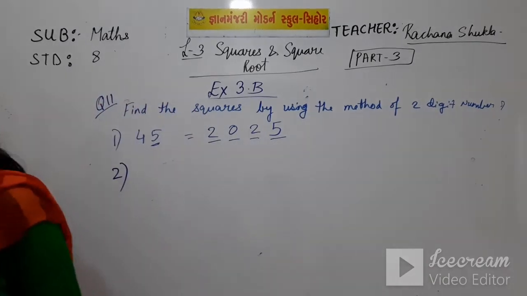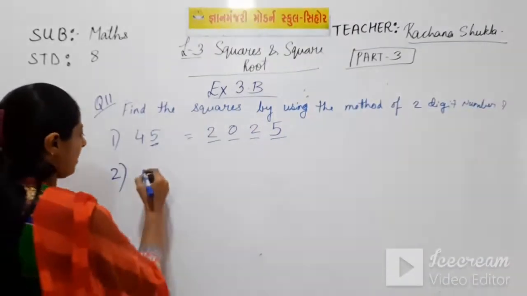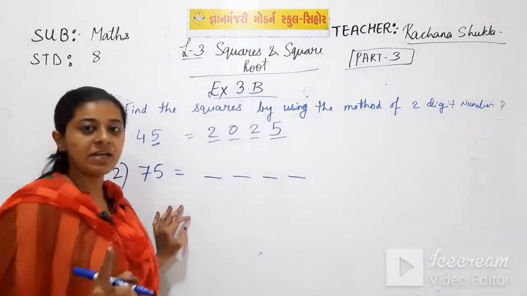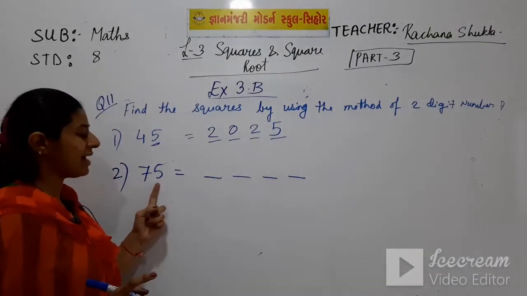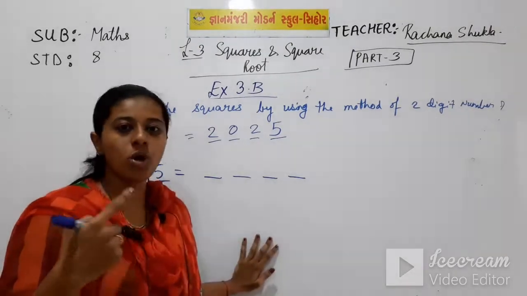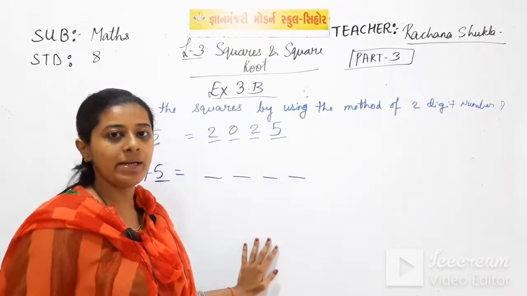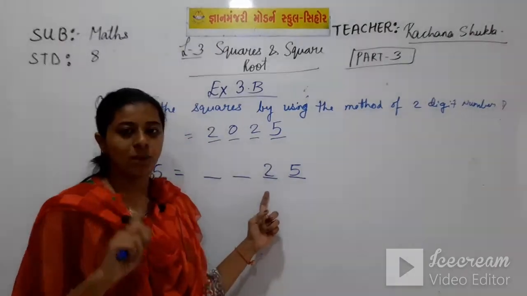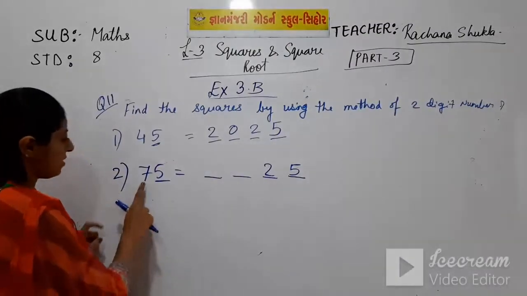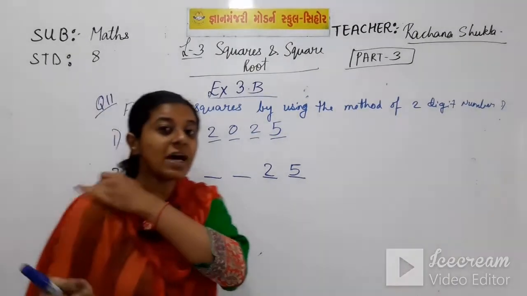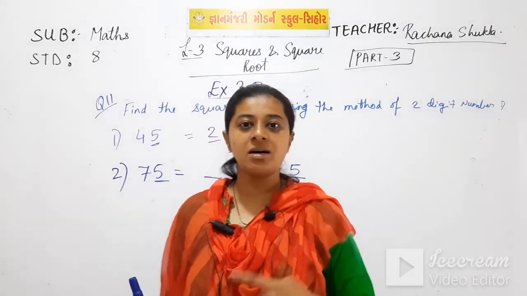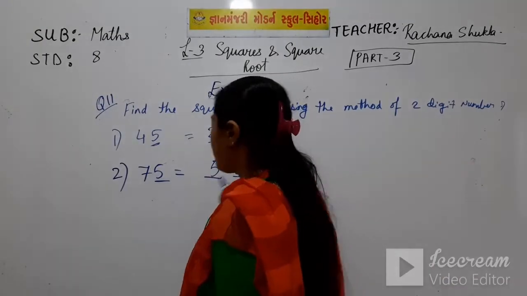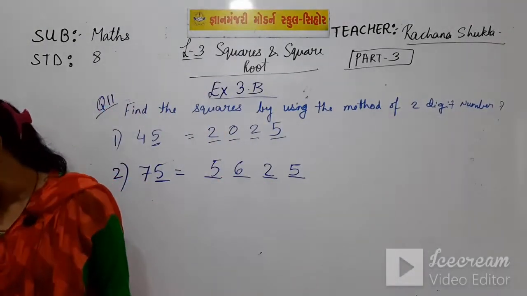Next question number 2. That is 75. Again a 4-digit answer. In 75, what is the last digit? Last digit is 5. So what is the square of 5? It's 25. So here you will write the last two digits as 25. Now the first digit is 7. What comes after 7? After 7 it comes 8. 7 8s are 56. 5625 is your answer.